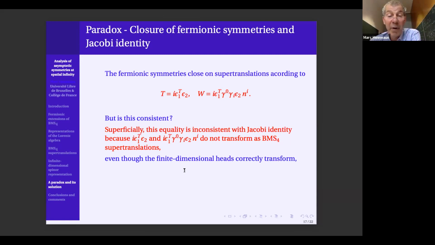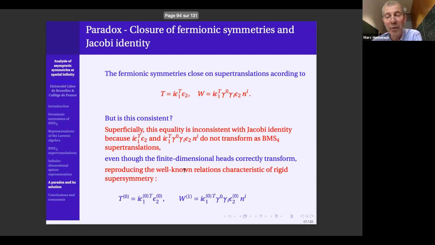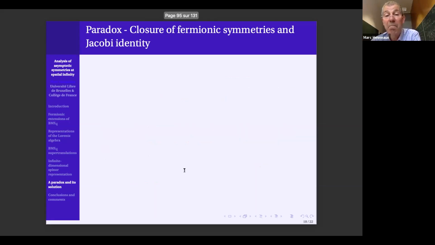And this is a problem because the finite dimensional heads, which are just the standard rigid supersymmetry transformation, of course, perfectly match. They reproduce the well-known relations characteristic of rigid supersymmetry, with the translation being here parametrized by the spherical harmonics of order 1. But if you look at the tails, so the infinite dimensional part, which is in a sense the most interesting, I should say, then we have a clash with the transformation properties.